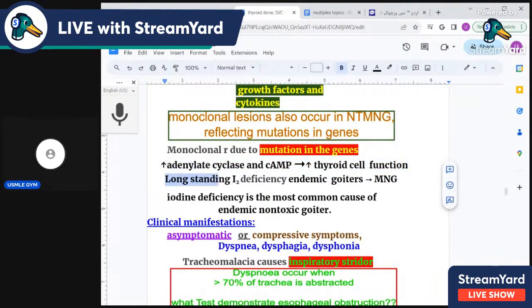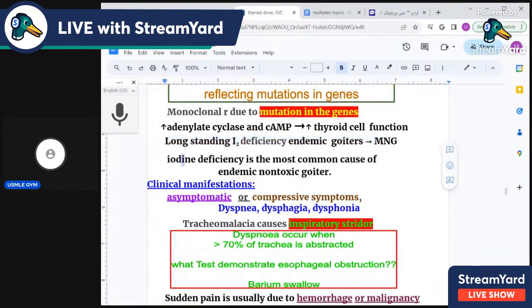And a long standing iodine deficiency endemic goiter may also be converted to multinodular goiter. And iodine deficiency is the most common cause of endemic non toxic goiter worldwide. Whereas in the Western world, it's the biosynthetic defect. That's the most common cause.